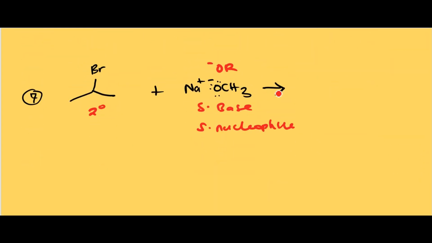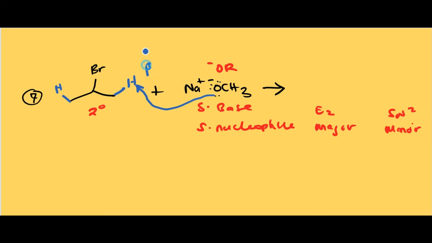All right, so now, secondary substrate with an OR group that's not bulky, E2 is gonna be the major, SN2 is gonna be the minor. All right, so now let's push arrows to show how E2 is formed. Again, you have to choose one of these beta hydrogens, they're the same, both of them are sitting on methyls, they're the same. So let's choose one of those beta hydrogens, okay? So abstract the one that you chose.